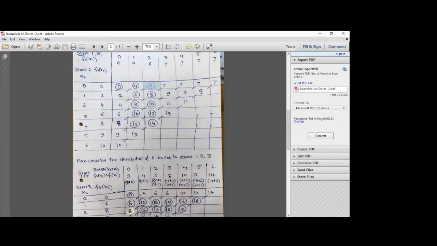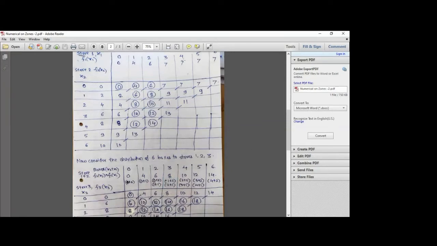The maximum profit for 2 number of crates is 6. I've written 6 here. The combinations are 0 plus 2 and 1 plus 1. For 3 number of crates, the maximum profit that you are getting is 8, so I have written 8, and the combinations are 1 plus 2 and 2 plus 1.